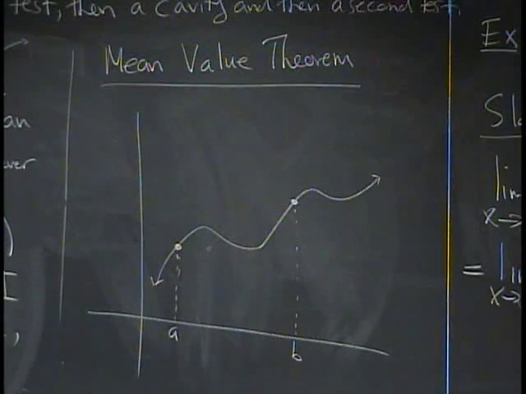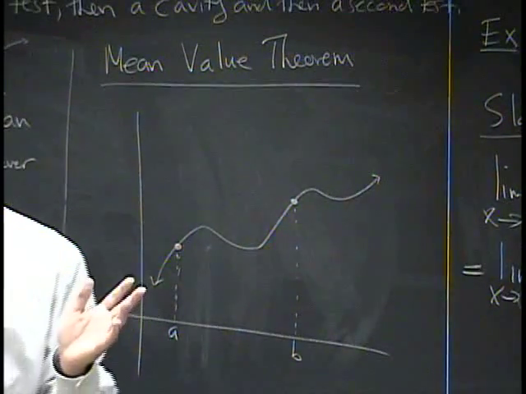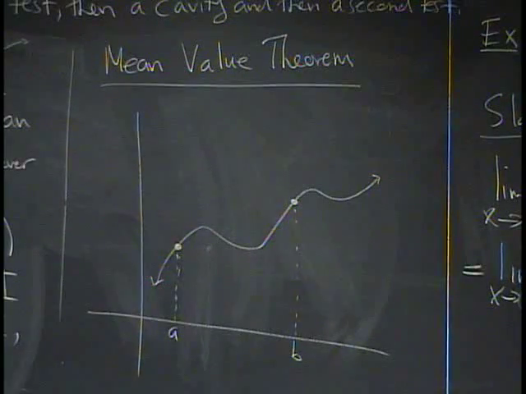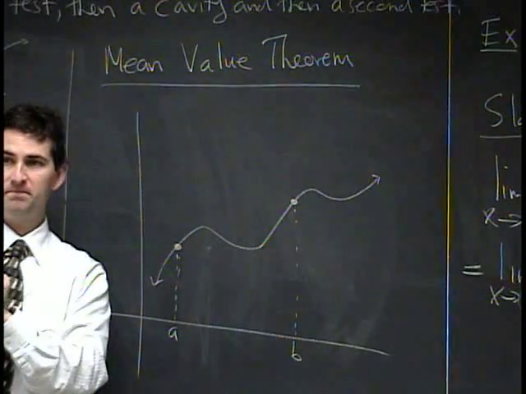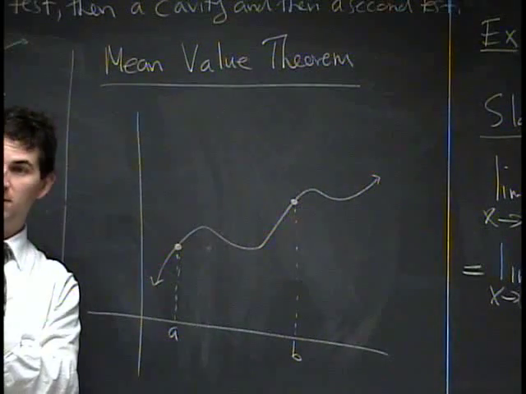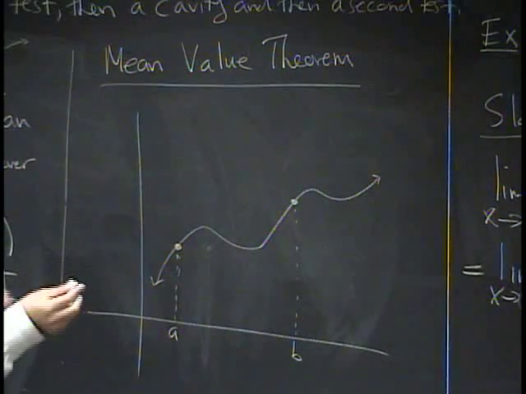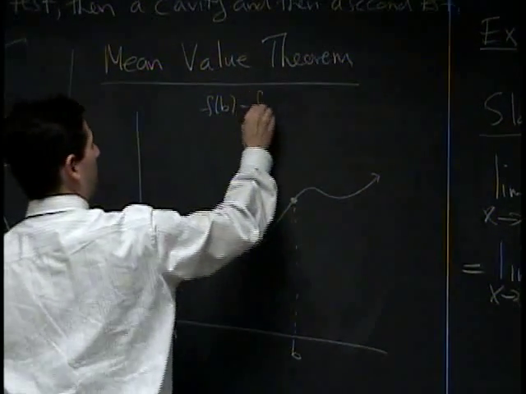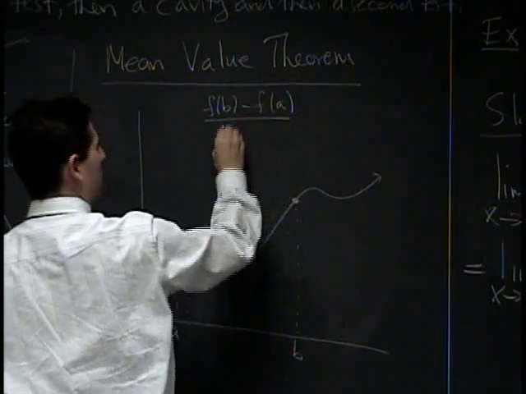Relative change in distance. The relative change of distances. Okay, so what do you mean by that? Remember, I'm doing average rate of change. Over B. Oh, excellent. So I do f of B minus f of A over B minus A.